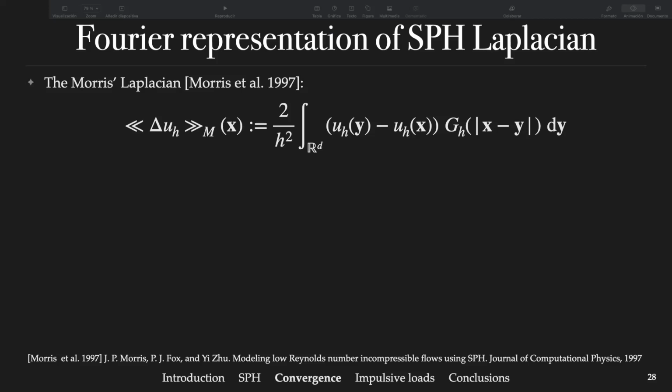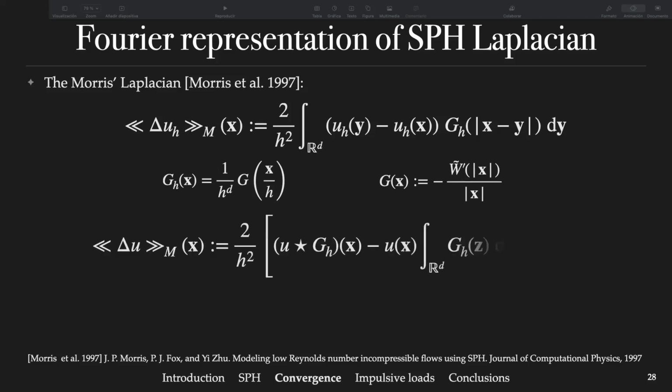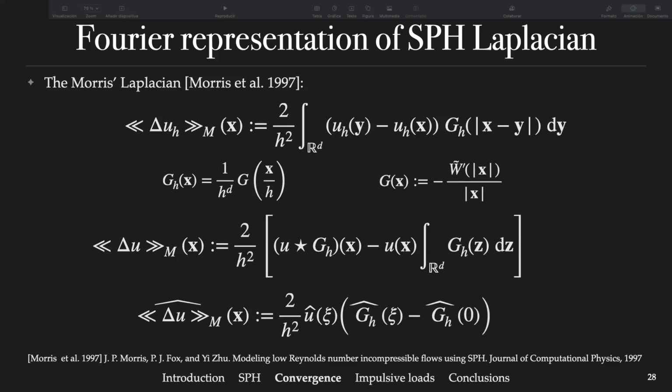This is an alternative definition of the Morris Laplacian, where I used the function g_h, defined in the same way as the kernel, by scaling a function g defined in terms of the derivative of the kernel's radial profile. So now I rearrange terms in the integral above, and I can rewrite this expression in this way. Taking Fourier transforms, I obtain this expression where I have used that the Fourier transform of a convolution is the product of the Fourier transforms, and the integral on the left is simply the Fourier transform of g_h evaluated at 0. So now it only remains to compute the Fourier transform of g.